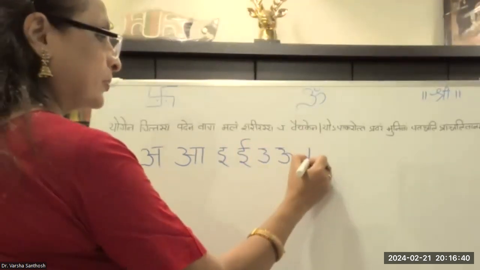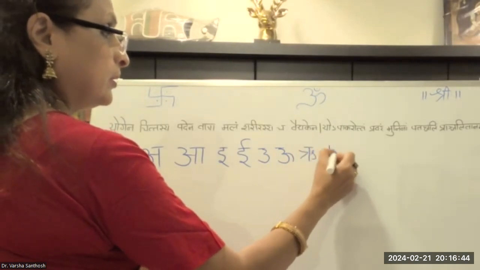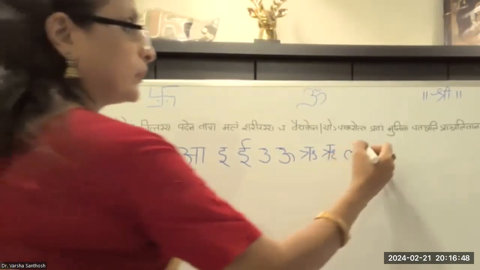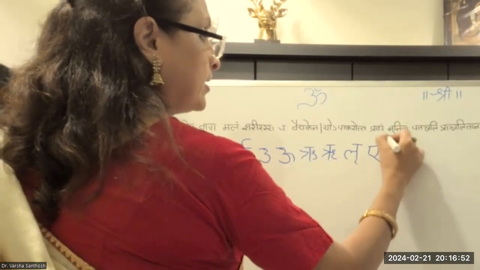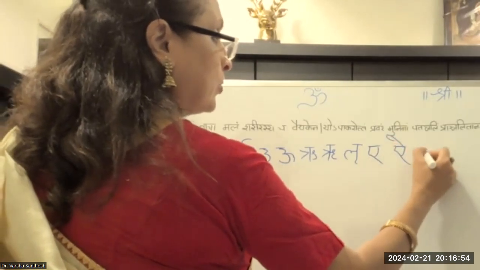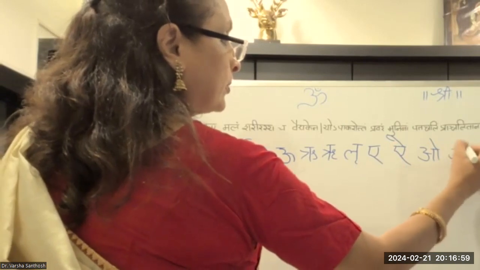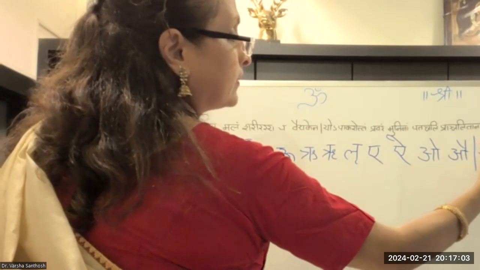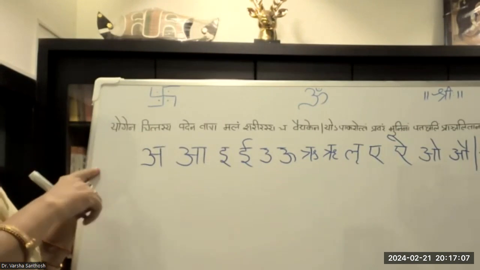oo, ri, ree, lri, e, ai, o, au. This much is our swara. Am and aha are anuswara and visarga. Okay? From a to au.